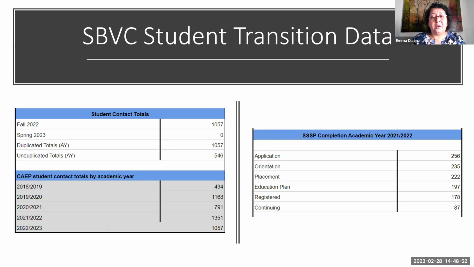So it's a combination of an internal spreadsheet as well as the SARS system. But we had to make the SARS system adapt to what we needed and created an adult ed tab in SARS to be able to pull that data. Another question that came up, Emma, and you may have just addressed this, was does it capture data only for students that counselors worked with, or do you have a way to capture all transitions?